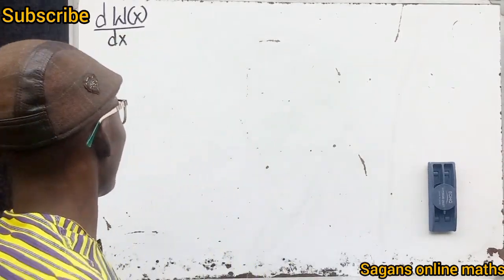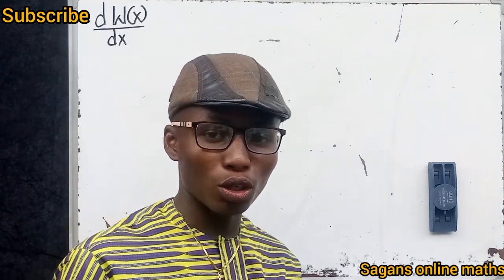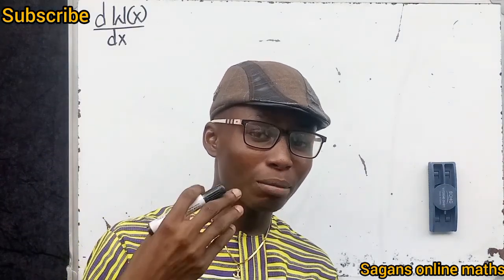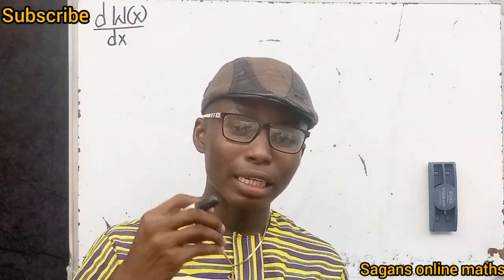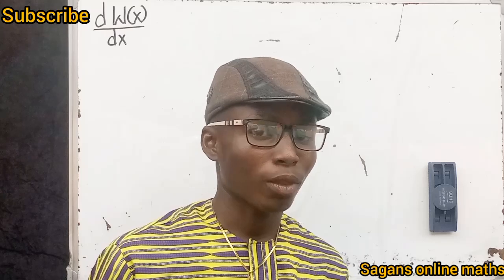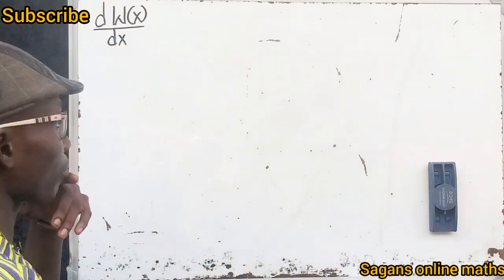Look at what you are given. You are asked to differentiate the W function of x. Now if you are watching my videos on this channel, I have told you that the W function of x you are hearing about is the product of a logarithm word function. How are we going to differentiate the W of x?